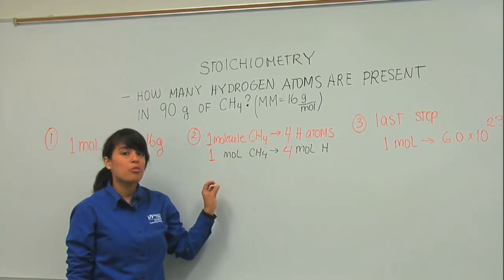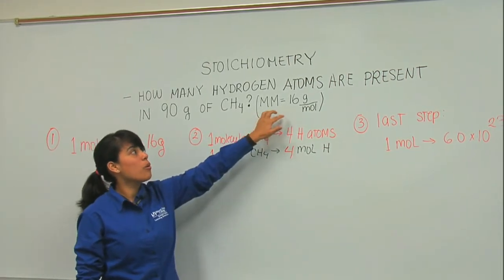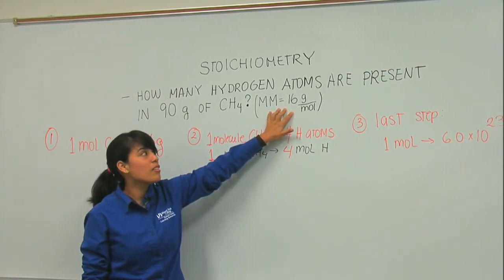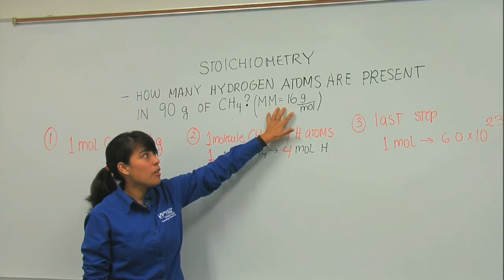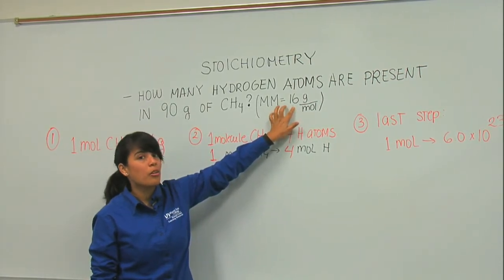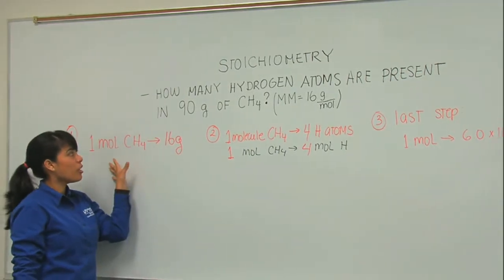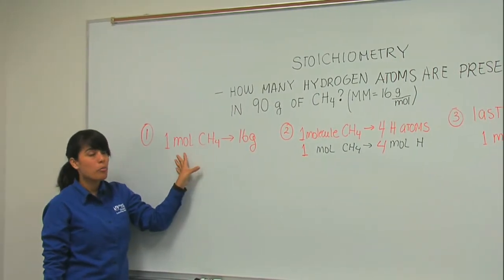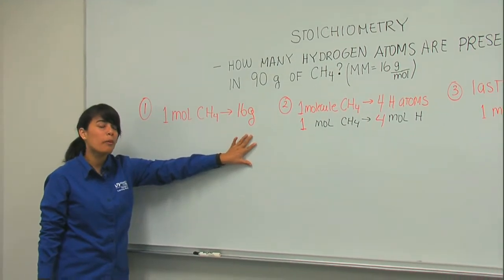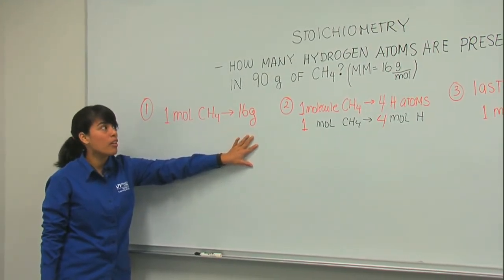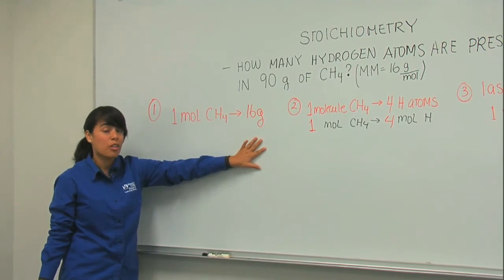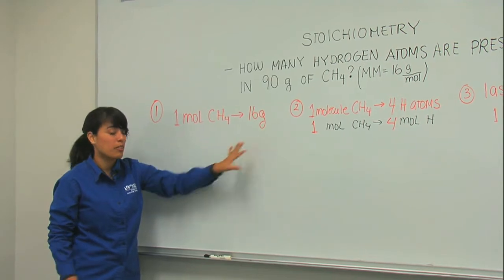First, I need to write down what I know. What I know is this information that they have given me, the molar mass. What does that mean? They're telling me that for every mole, I have 16 grams of methane. So I put it here. 1 mole of methane weighs 16 grams. Now, the problem is not giving me 16 grams. The problem is asking me for the number of atoms, hydrogen atoms, present in 90 grams.